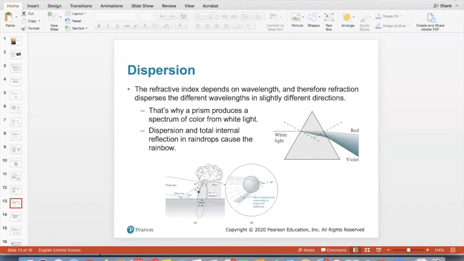So anytime you're seeing a rainbow, that's always because the sun is at your back. That's the only time you can see a rainbow. The sun's behind you and it's being dispersed on the rain droplets in front of you. And that angle has to be less than 42 degrees.